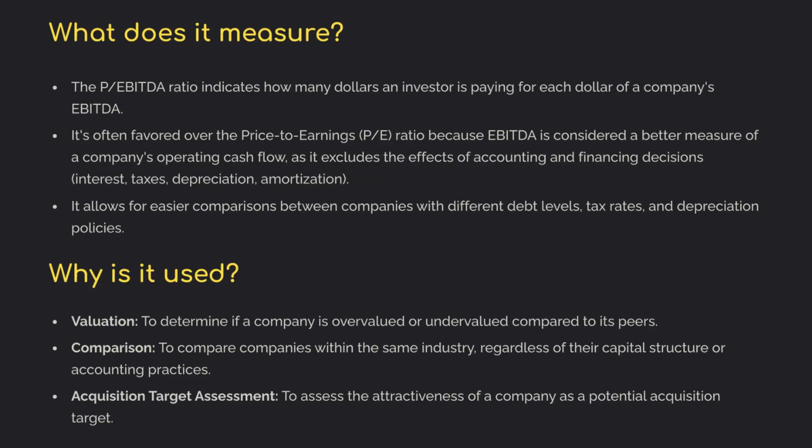The P over EBITDA ratio indicates how many dollars an investor is paying for each dollar of a company's EBITDA. It's often favored over the price to earnings, PE ratio because EBITDA is considered a better measure of a company's operating cash flow, as it excludes the effects of accounting and financing decisions, interest, taxes, depreciation, and amortization. It allows for easier comparisons between companies with different debt levels, tax rates, and depreciation policies.